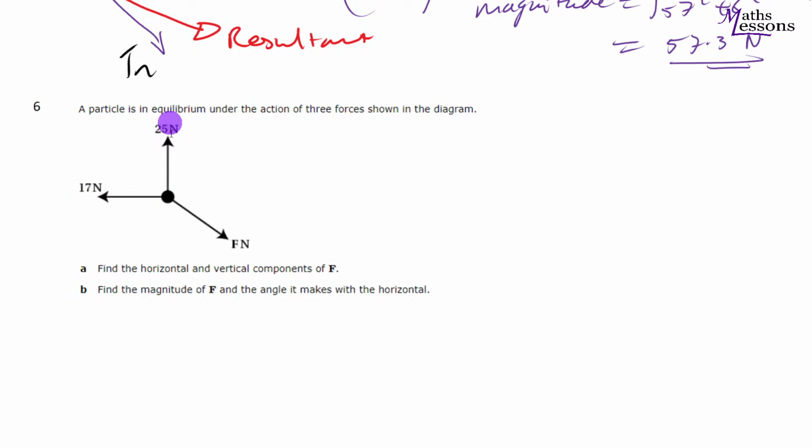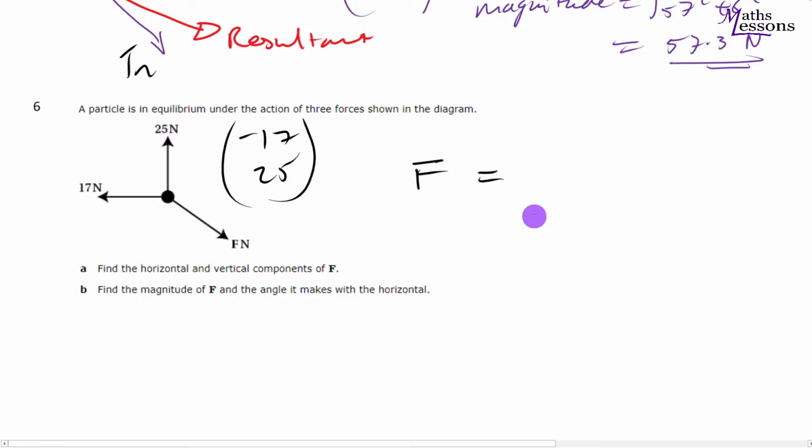Acting in opposition to these two. So actually, F must equal, if we were to put it in vector form, we know that these two are going to be minus 17 and plus 25 in the x and the y direction. So F must be 17 and minus 25 in vector form. So the horizontal and vertical components, the horizontal component is 17 and the vertical component will be minus 25. Otherwise, this will start to move. If it does not oppose these two forces, it will start to move.